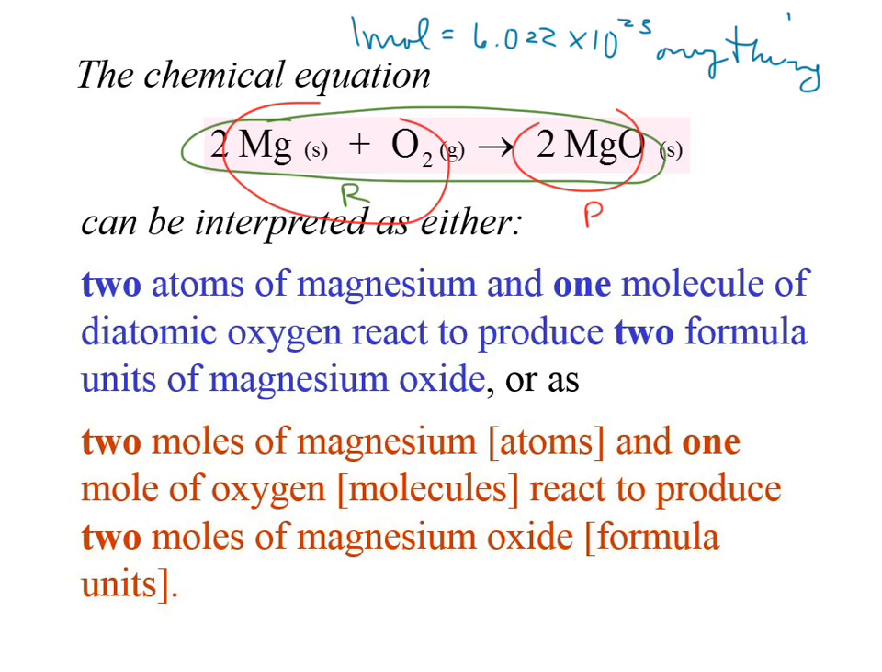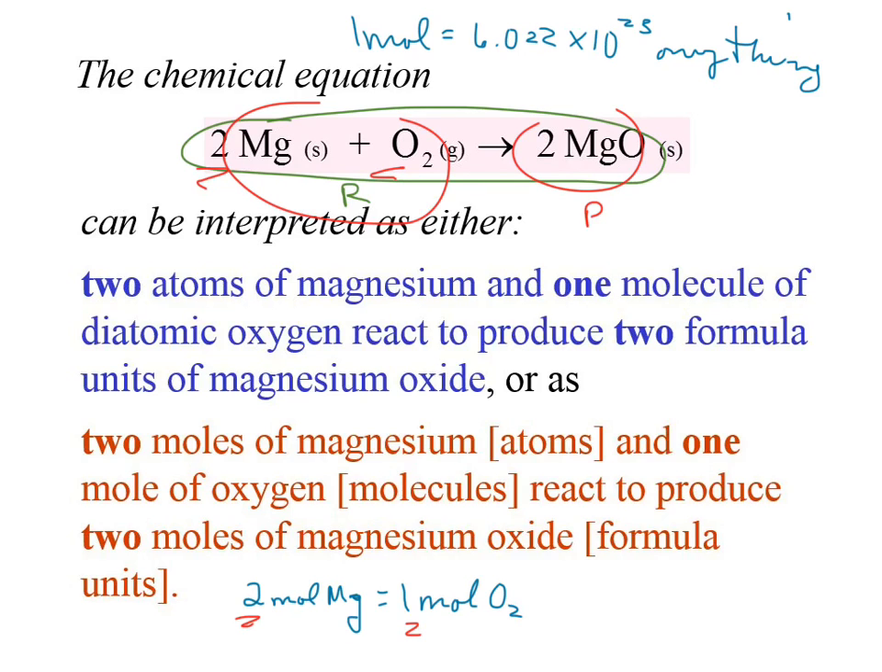Since the coefficient in front of magnesium is 2, we could say 2 moles of magnesium is equal to, for this reaction, 1 mole of O2. Do you see where I got that? The 2 is from this 2, and this 1 is from this implied 1 right here. I know it sounds weird.